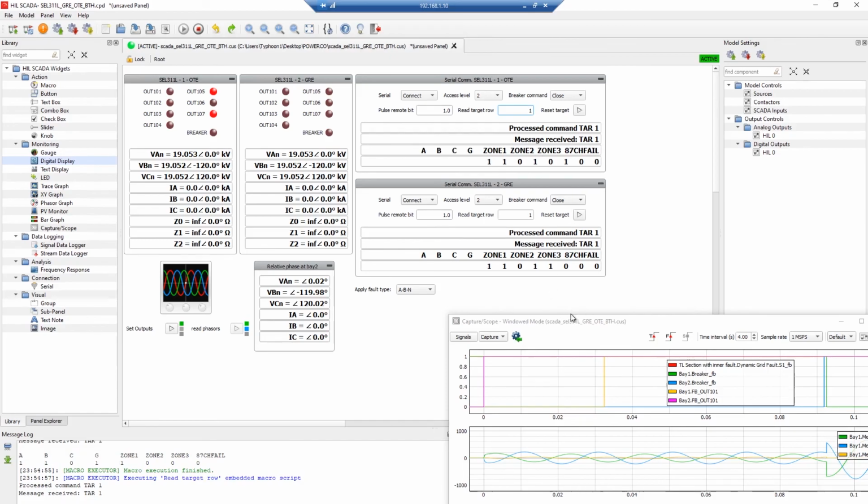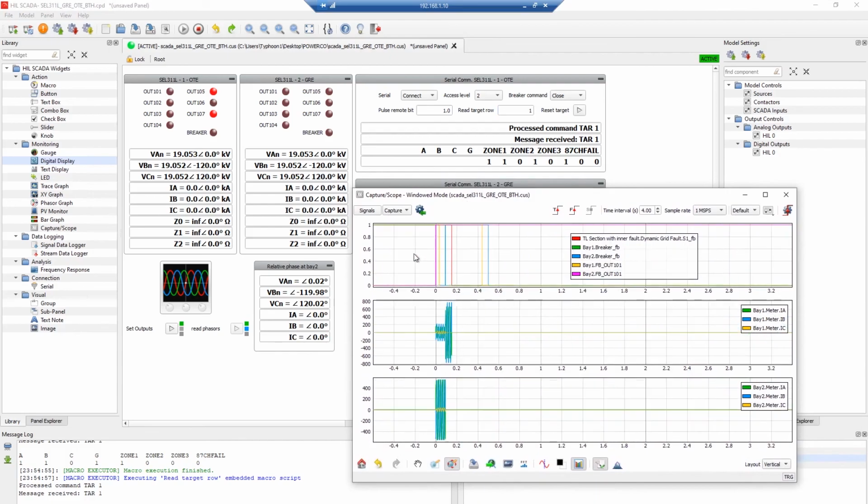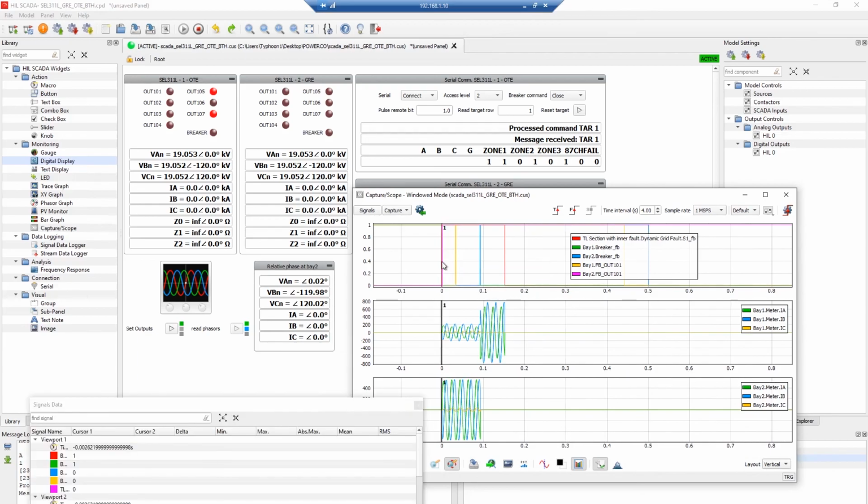So once more, a similar pattern. Relay number 2 operated with 94 milliseconds, while relay number 1, bay 1, operated with 150 milliseconds approximately.